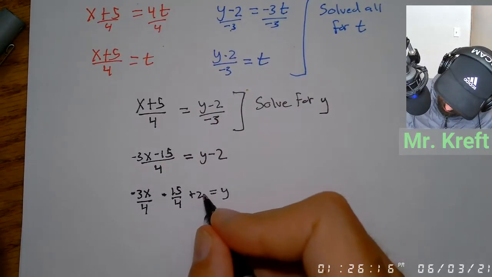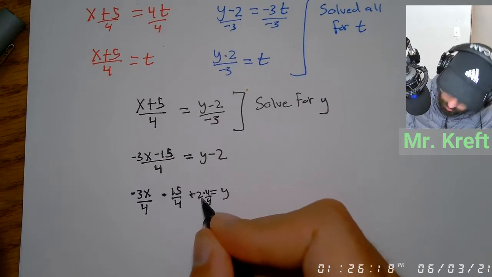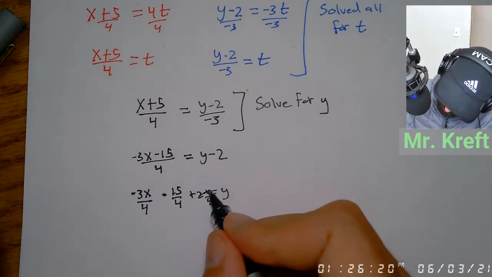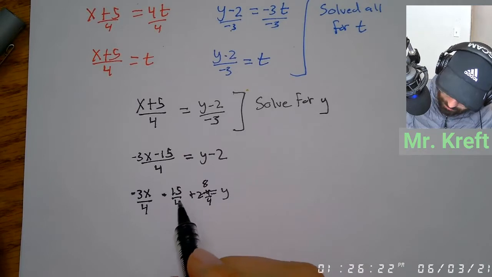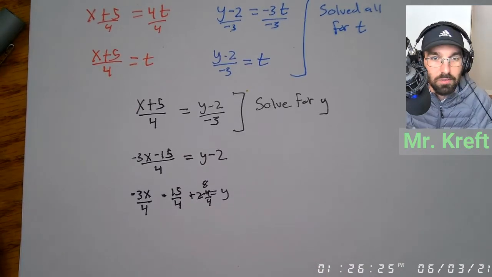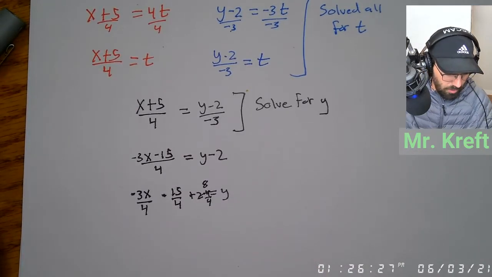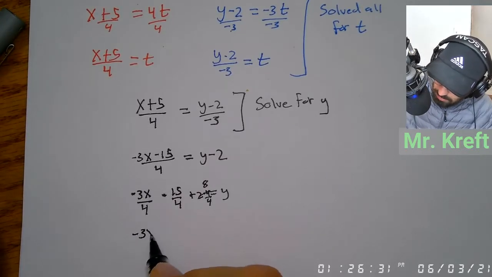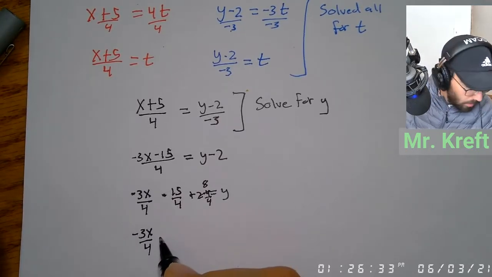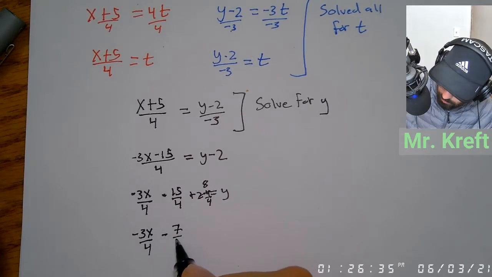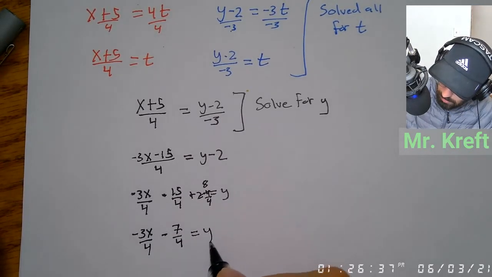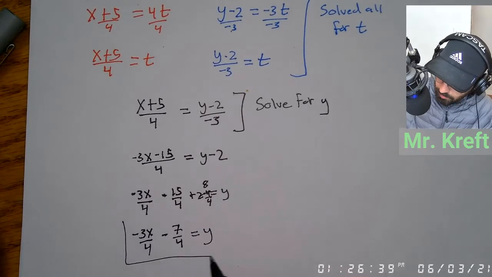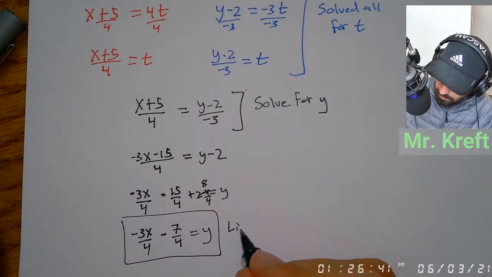So the reason I did that is I'm going to multiply by 4 over 4. So 2 times 4 is 8. So I have 8 minus 15. And it's funny because if I don't do this, I'll make a mistake. Okay, negative 7. So I get negative 3x over 4 minus 7/4 equals y. And so this is my linear equation.